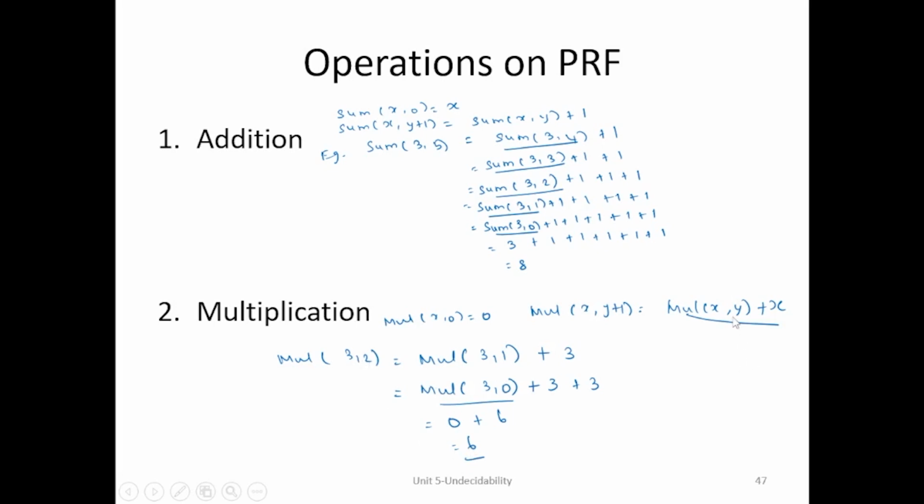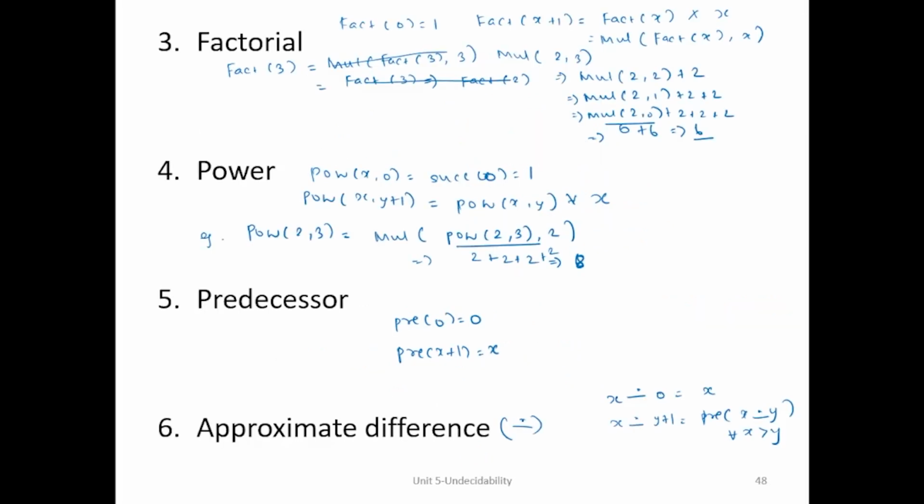I apply the same recursive formula: multiplication of x comma y plus 1 is multiplication of x comma y plus x. So here it should be written as multiplication of 3 comma 0 plus x, the 3 value. Multiplication of 3 comma 0 is 0. The remaining values are 3 plus 3 is 6. So 0 plus 6, 6. In this way, the multiplication operation can be done using a primitive recursive function.